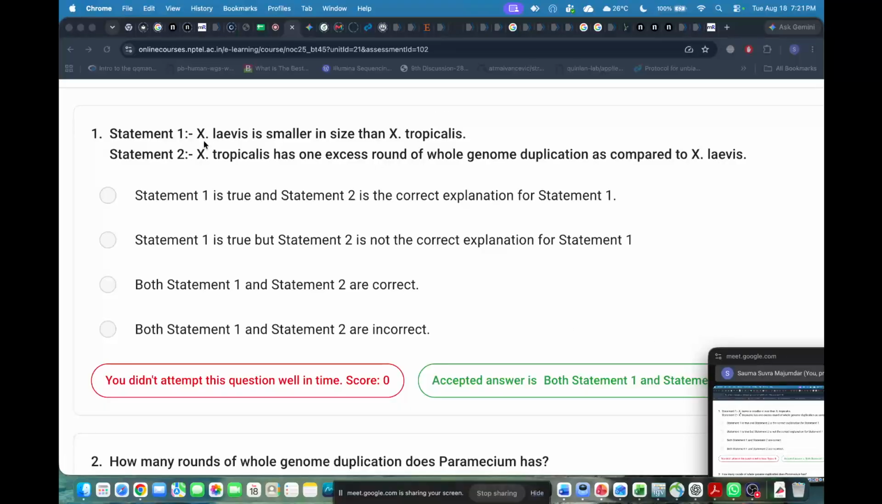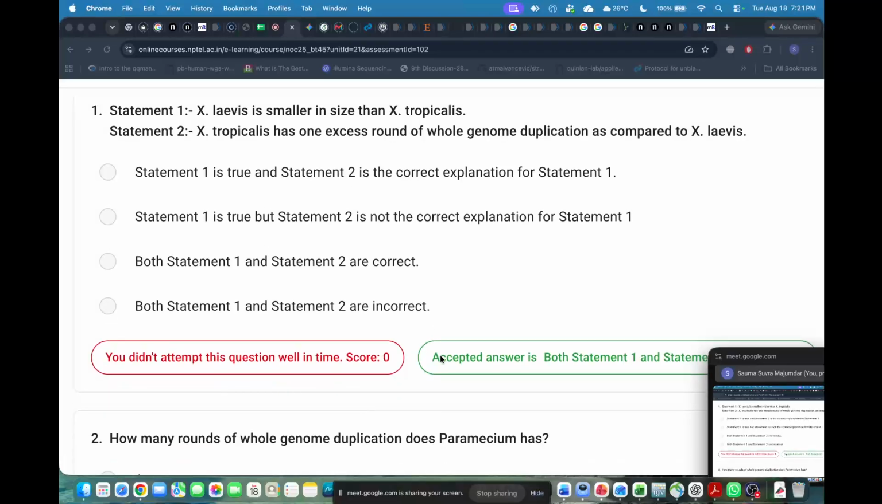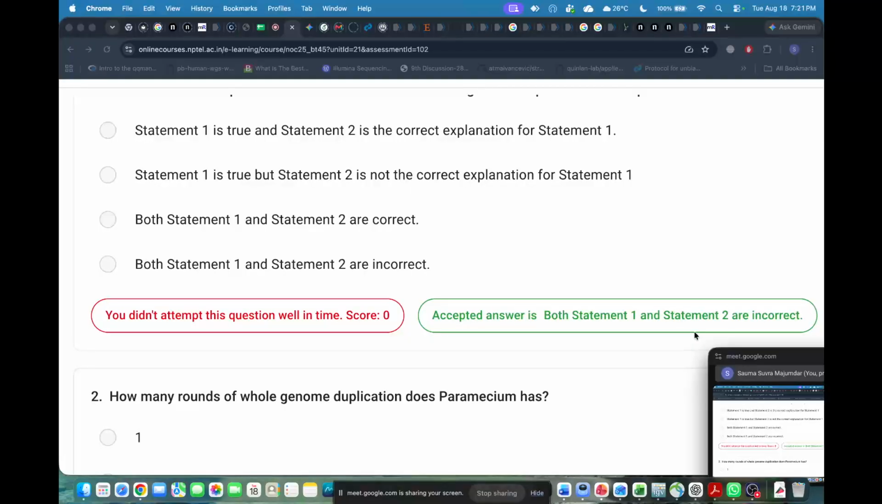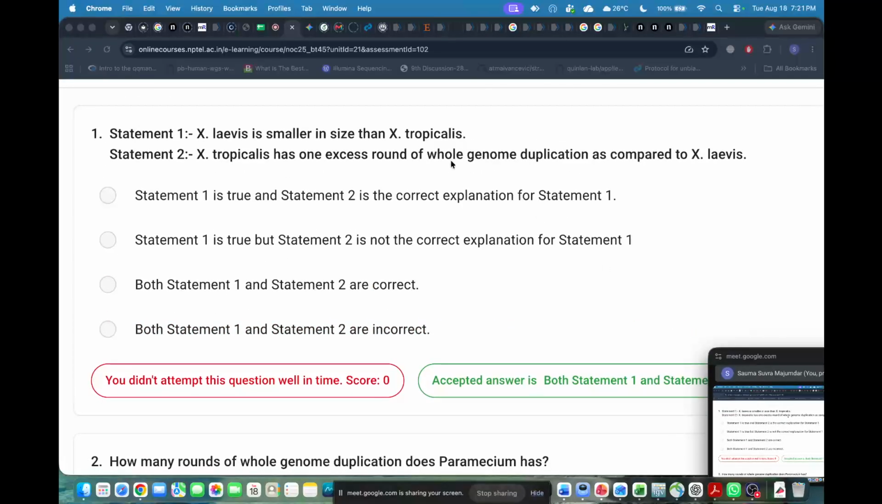This is the first question: one species is smaller in size than another species. This is statement one. Statement two is that the other species has one excess round of whole genome duplication compared to the first one. They're asking which statements are correct, what are the combinations that are correct and wrong. Here the answer given is that both statement one and two are incorrect. I myself am not familiar with this species. Last year we had a different answer for the same question. This year the answer has changed somehow, and I'm not sure how and why it has changed.